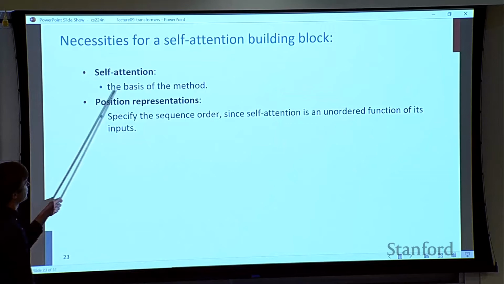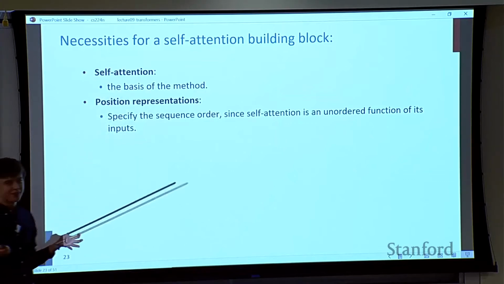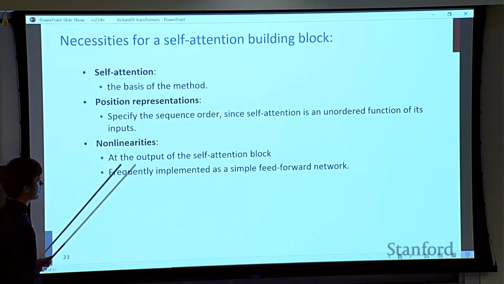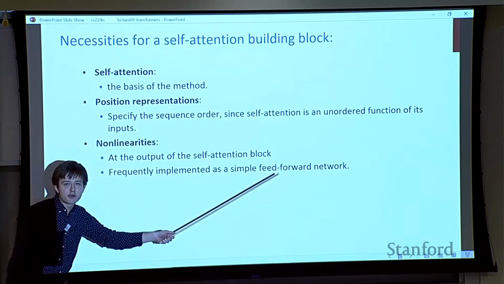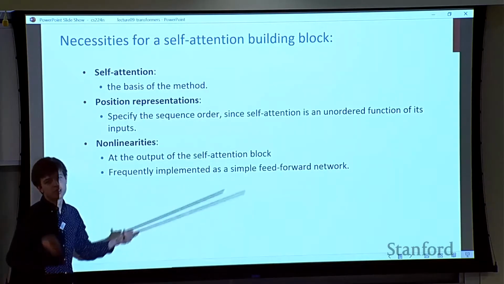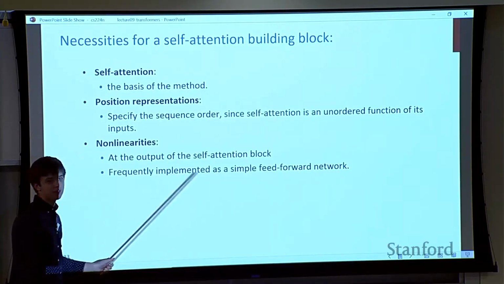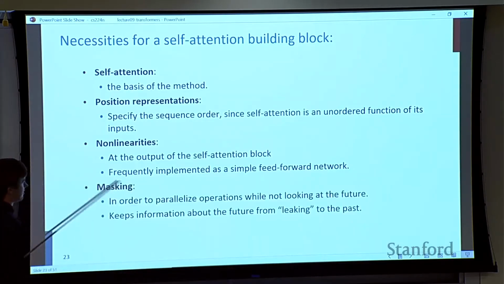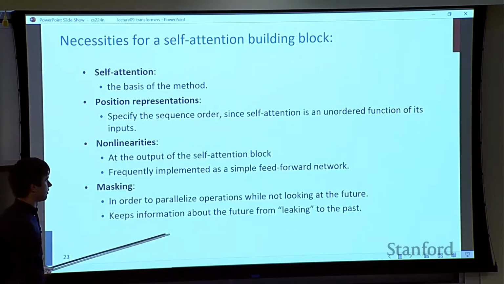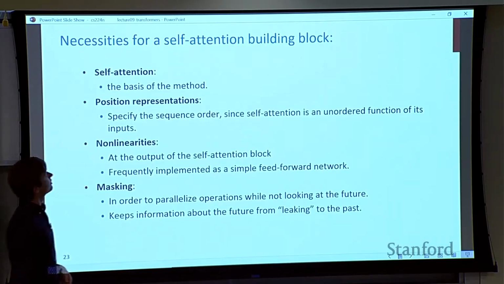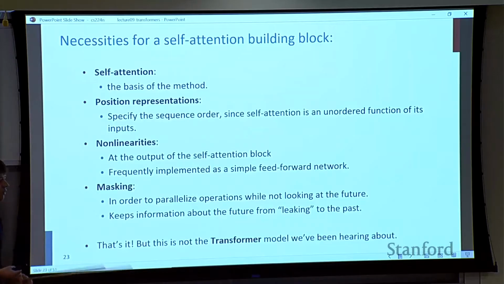So, self-attention is the basis of any self-attention-based building block. Position representations are useful. Nonlinearities are good. You don't have to use a feed-forward network, right? You could have just done other stuff, I guess. But in practice, it's really easy to parallelize these feed-forward networks as well. So we end up doing that. And then the masking, you don't want information to leak from the future to the past in your decoder. So let me be clear.